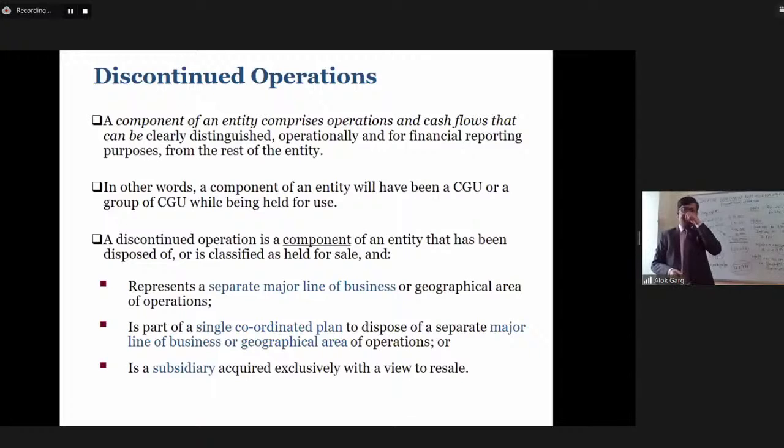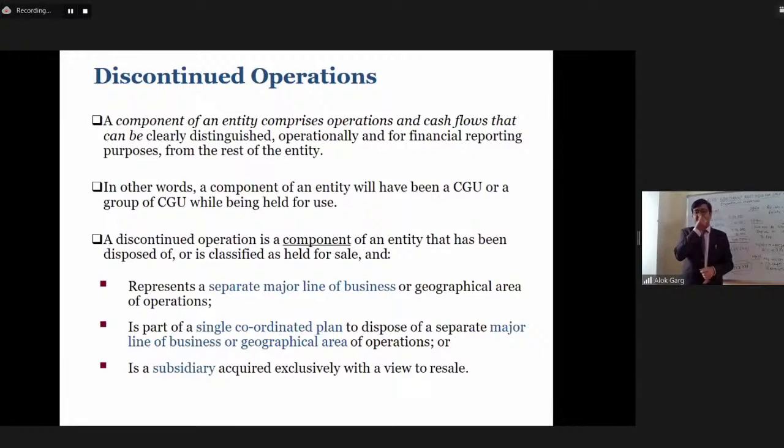So in other words, a component of an entity will be a CGU or a group of CGUs while being held for use. This component could have multiple disposal groups. For example, the company is manufacturing a product in 3 factories. Every factory is a disposal group, but this set of 3 factories is a discontinued operation. It means it is a combination of disposal groups. It means it is a curtailment of a major line of product. It means it is a curtailment of a major geography or location of that particular part of the company.